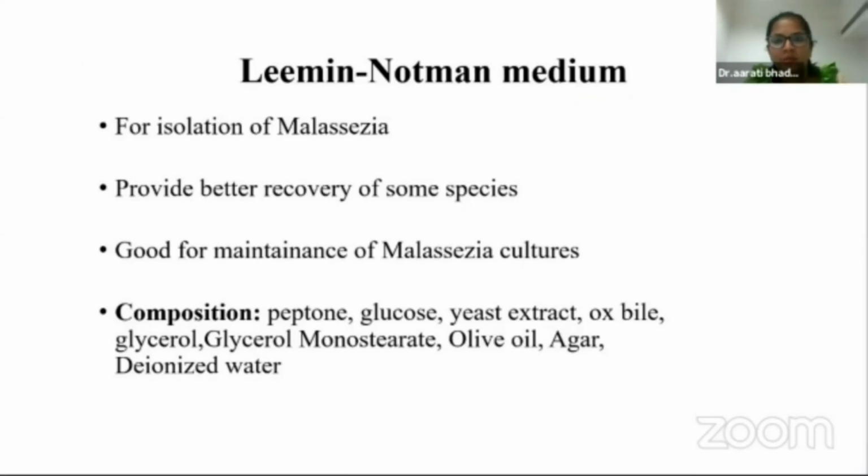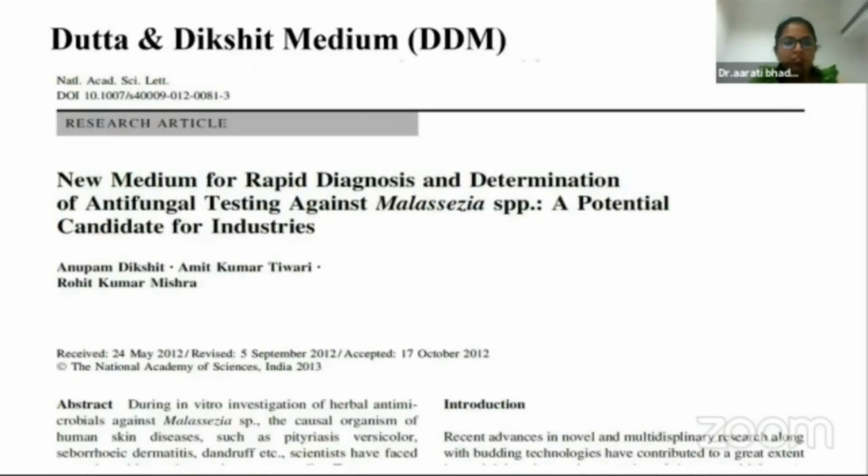Then next is Leeming-Notman medium. This can also be used for primary isolation of Malassezia species, and it can grow all the species of Malassezia. It provides a better recovery of some species, and it is good for the maintenance of Malassezia cultures. The third one is Datta and Dixit medium. This medium is used for the primary and rapid diagnosis of Malassezia, and for antifungal susceptibility testing of Malassezia.